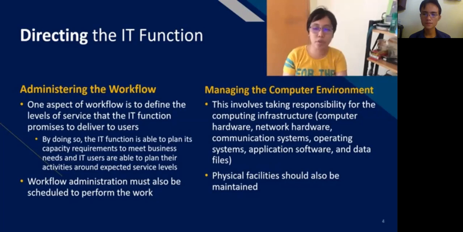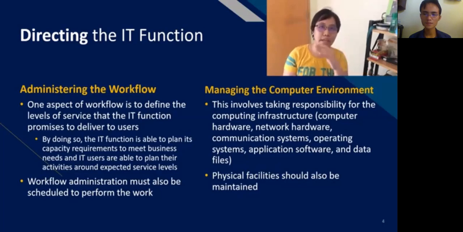This includes the computer hardware, network hardware, the communication systems, operating systems, application software, and data files. Also, physical facilities should be maintained. So one of the things that is vital in your company, while you direct the IT function, is of course your computer environment.